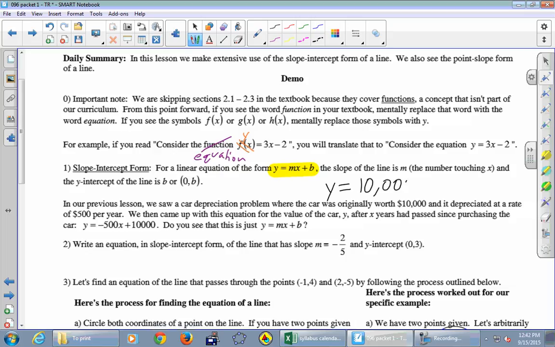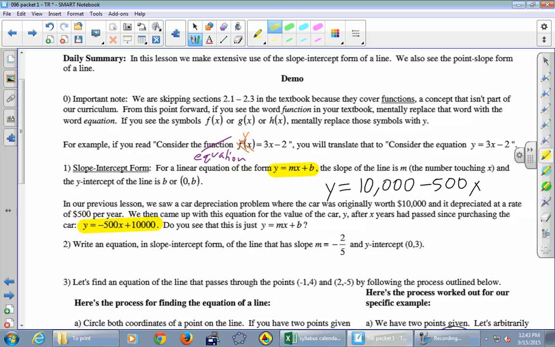They said, okay, well, it starts at $10,000. What's the next symbol going to be to take care of the fact that we're depreciating or losing value? 10,000 minus 500x, right? That 500x takes care of 500 every year. If you increase x by 1, you take away another 500. And if we write that formula in a different way, if we just shuffle the terms around, put that positive 10,000 at the end and the minus 500x in the beginning, then all of a sudden, we've got something that looks just like our y equals mx plus b, right? What is the m in that equation?